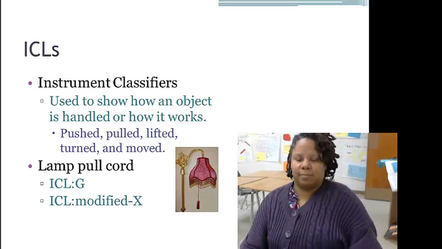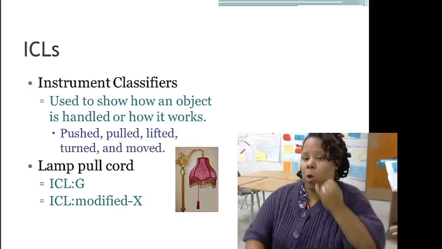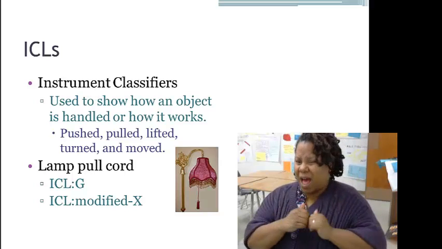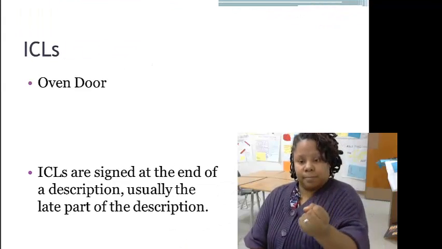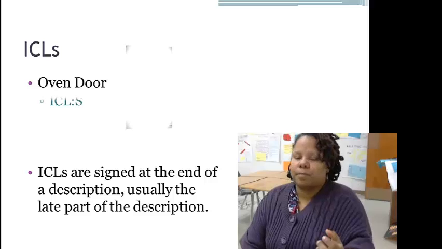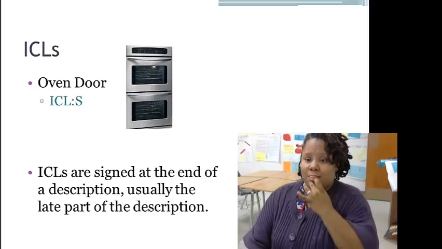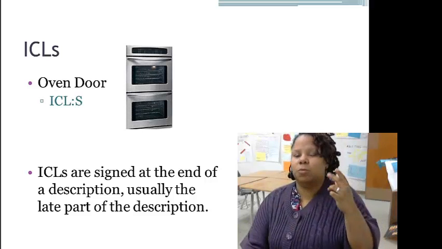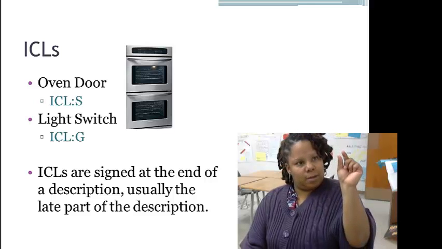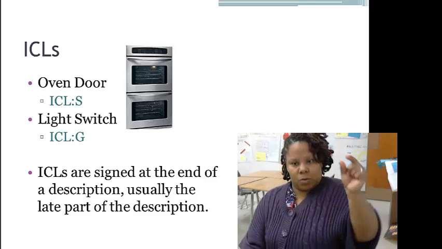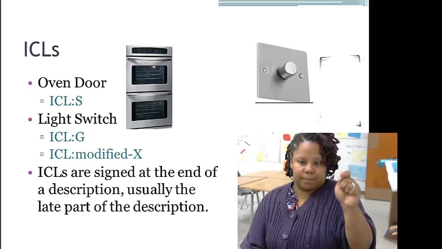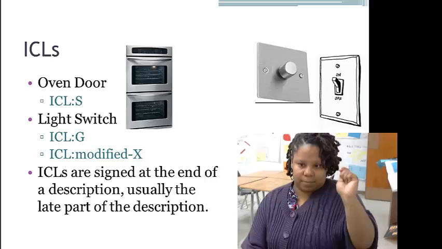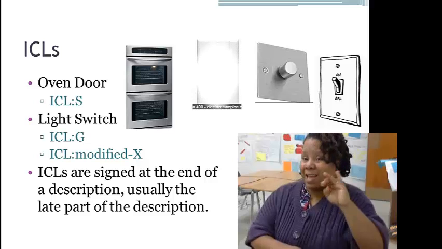If you're trying to show how an oven door closes or opens, you would use an S hand shape, ICL S hand shape like this. And if you're showing how a light switch is used, handled, or moved, you would use this, which could be a G hand shape that moves, a G hand shape that turns, or a modified X hand shape. ICL classifiers are usually used at the end of the description, the last thing that is used.